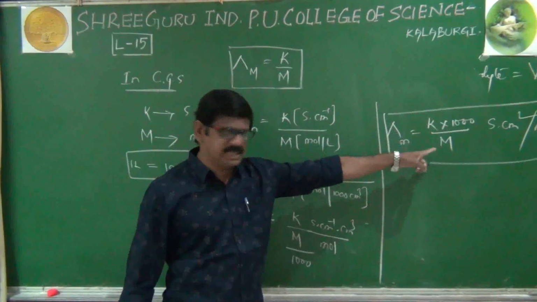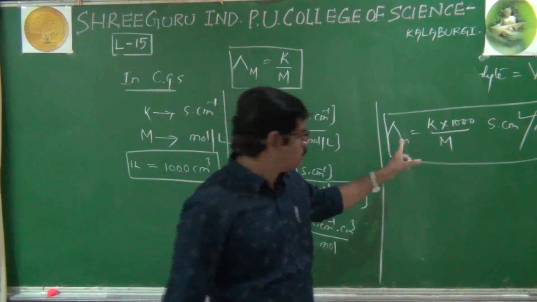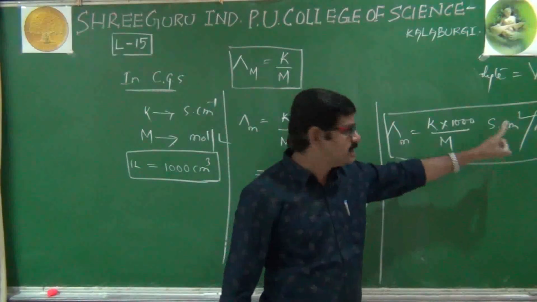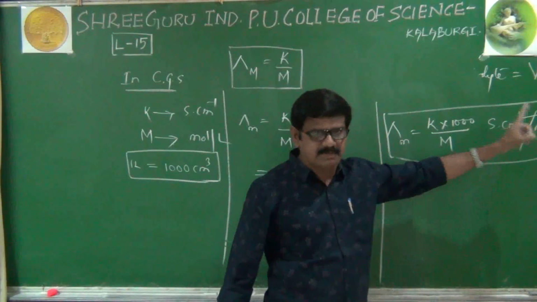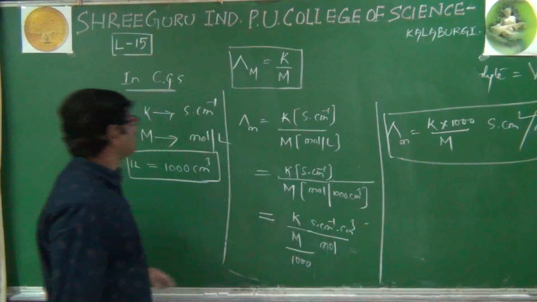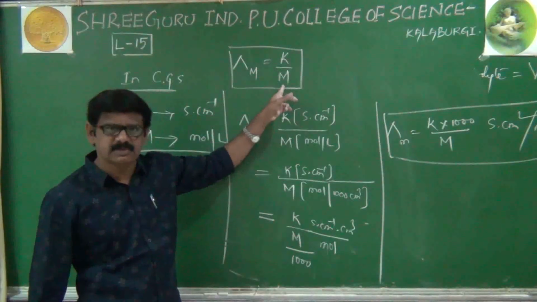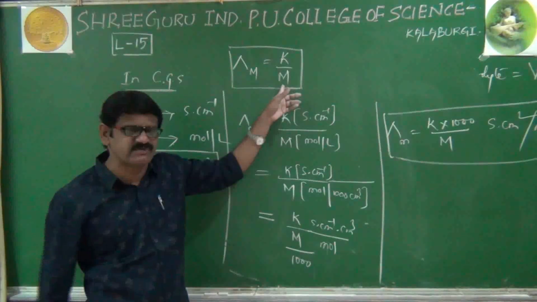K into 1000 by m, Siemens centimeter square per mole. Our molar conductivity units are Siemens centimeter square per mole in the CGS system. Once again, it is our basic formula, lambda m equals K by m. Now we are writing the CGS system formula.